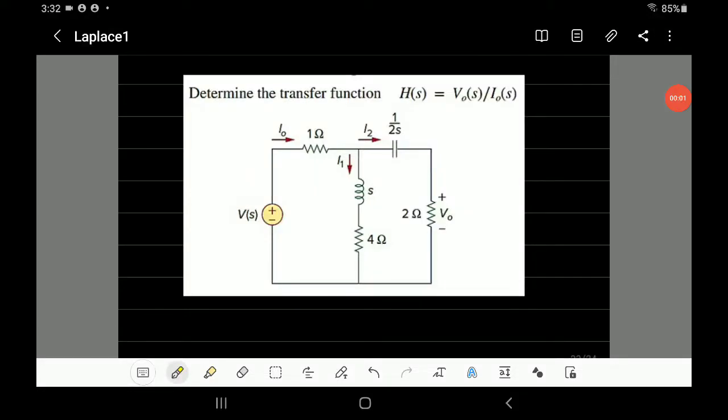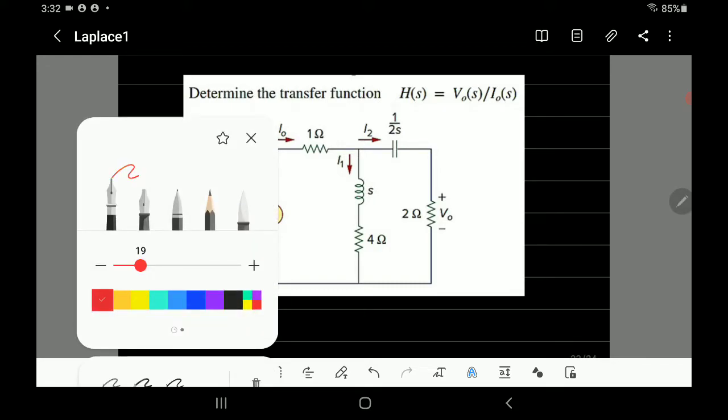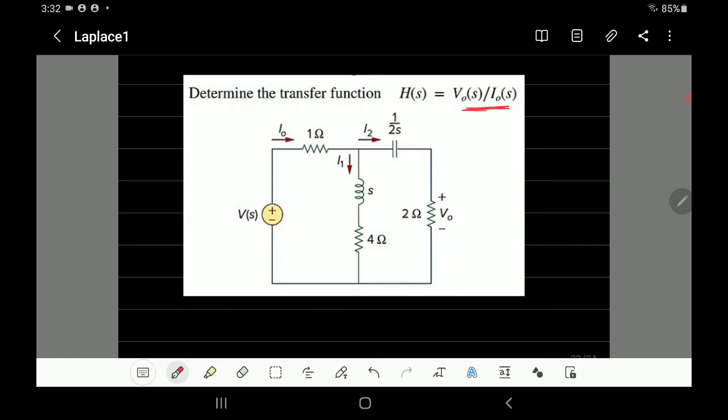Hi, this is the third lecture on Laplace application. In this example, it's required to find the transfer function between the output voltage and the output current. That's the output voltage and that's the output current. So to find that, we've got to find the equivalent circuit in Laplace.